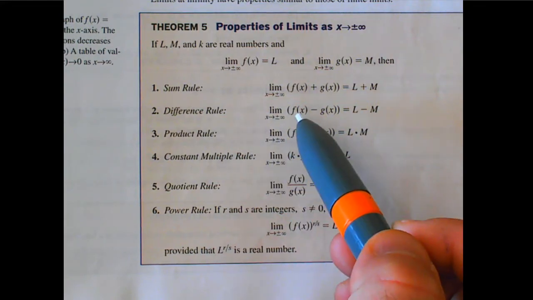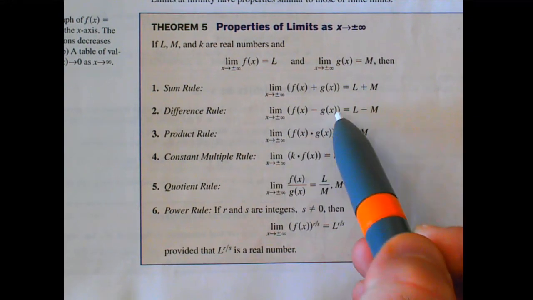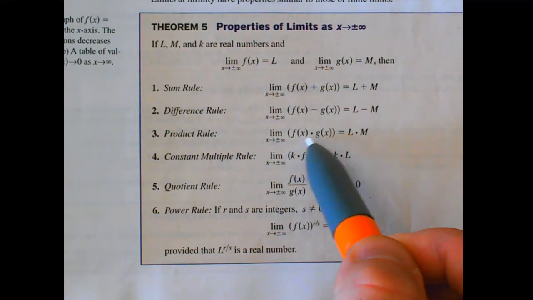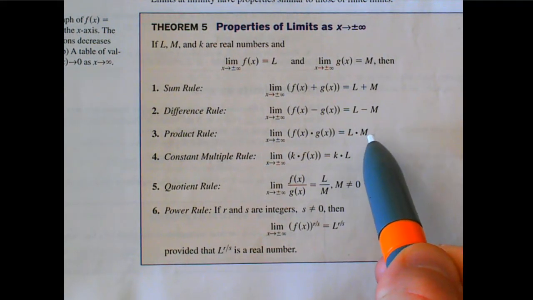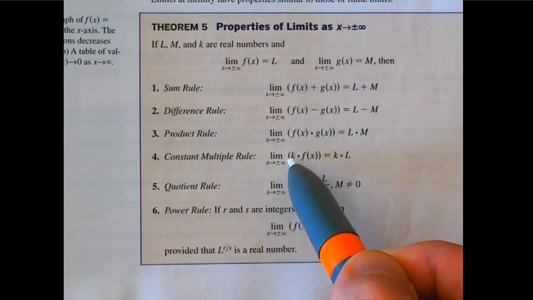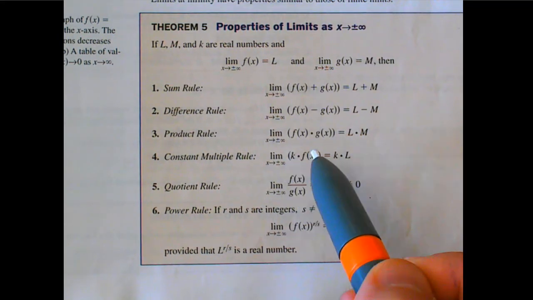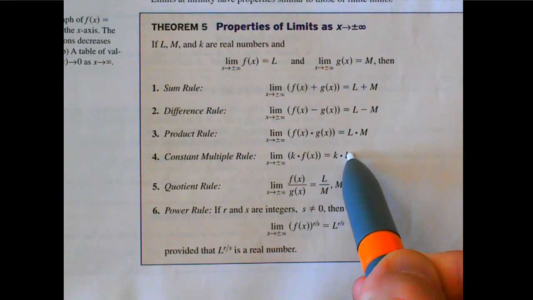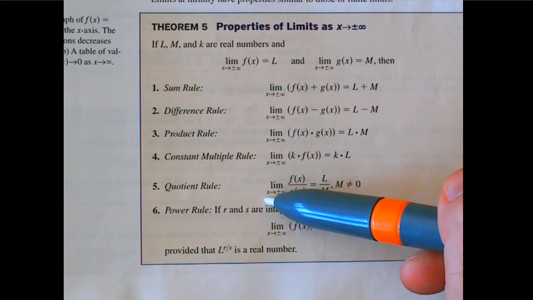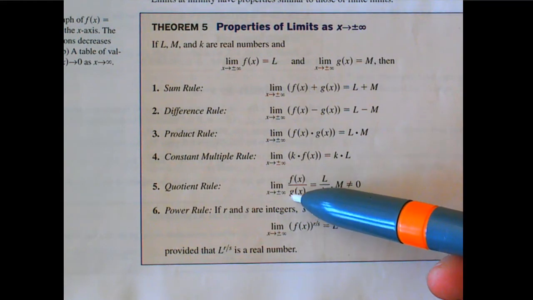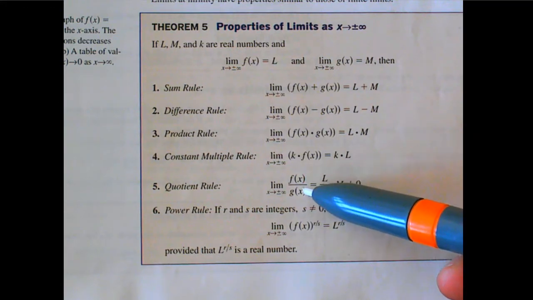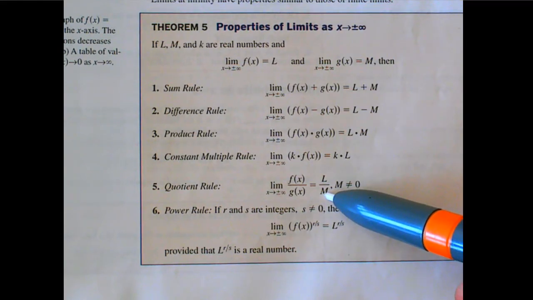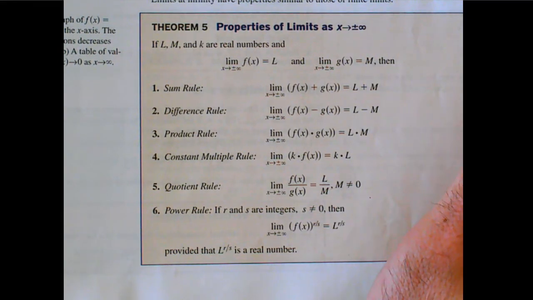Difference rule. If you have a limit of differences, you can take the difference of the limits. Product rule. You can split a product within the limit into a product of the two limit values. Constant multiple rule. You have k times a function, any number times a function. You can just do that number times the limit value. Quotient rule. Limit as x approaches infinity or negative infinity of the quotient, f of x divided by g of x. You can just do the function values as long as the denominator is not equal to 0. And the power rule works just the same.